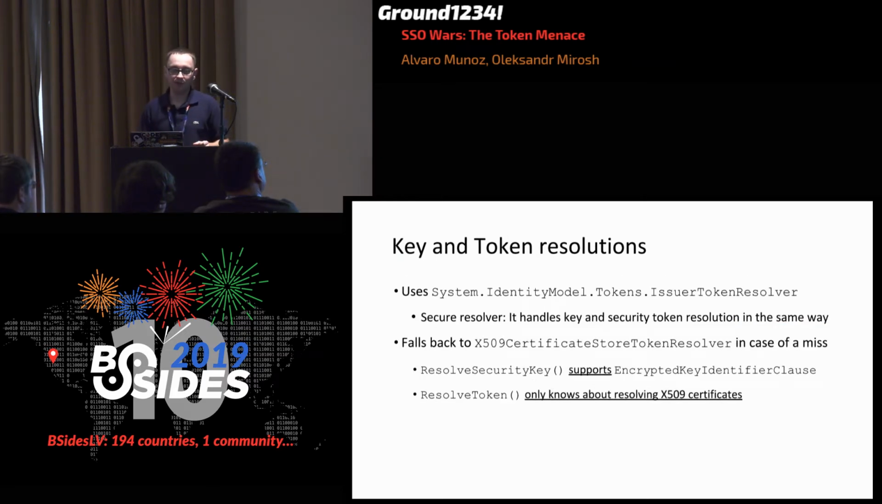Also, WIF by default configuration uses the issuer token resolver. This resolver seems to be secure because it has very similar code for both mentioned methods. But in case this method cannot resolve some key identifier, it will be passed to the next resolver, the X509 certificate store token resolver. And here we have a difference in the mentioned methods that can be abused. ResolveSecurityKey can work with encrypted key identifier clause, but ResolveSecurityToken doesn't support it.